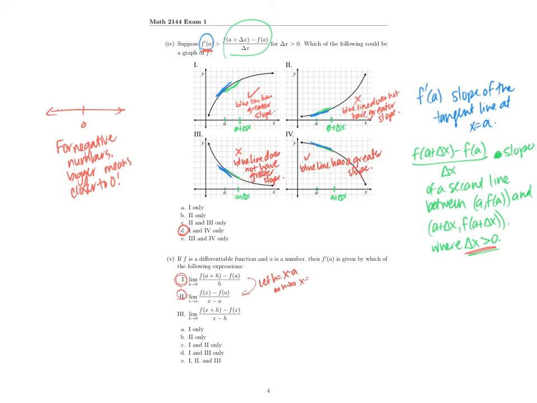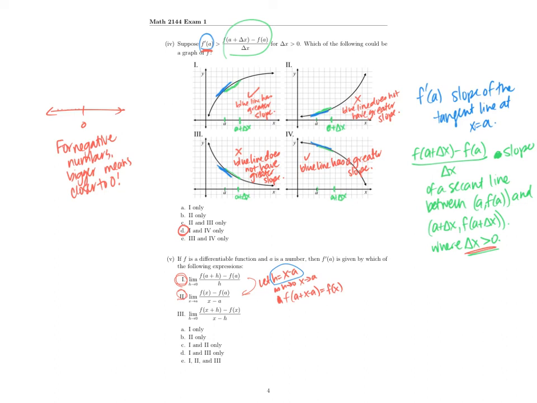x goes to a, and f of a plus x minus a is actually equal to f of x, and f of a is equal to f of a. So anyhow, these two are equivalent, and you can get there by just doing this substitution, and you can see that those two things are the same thing.